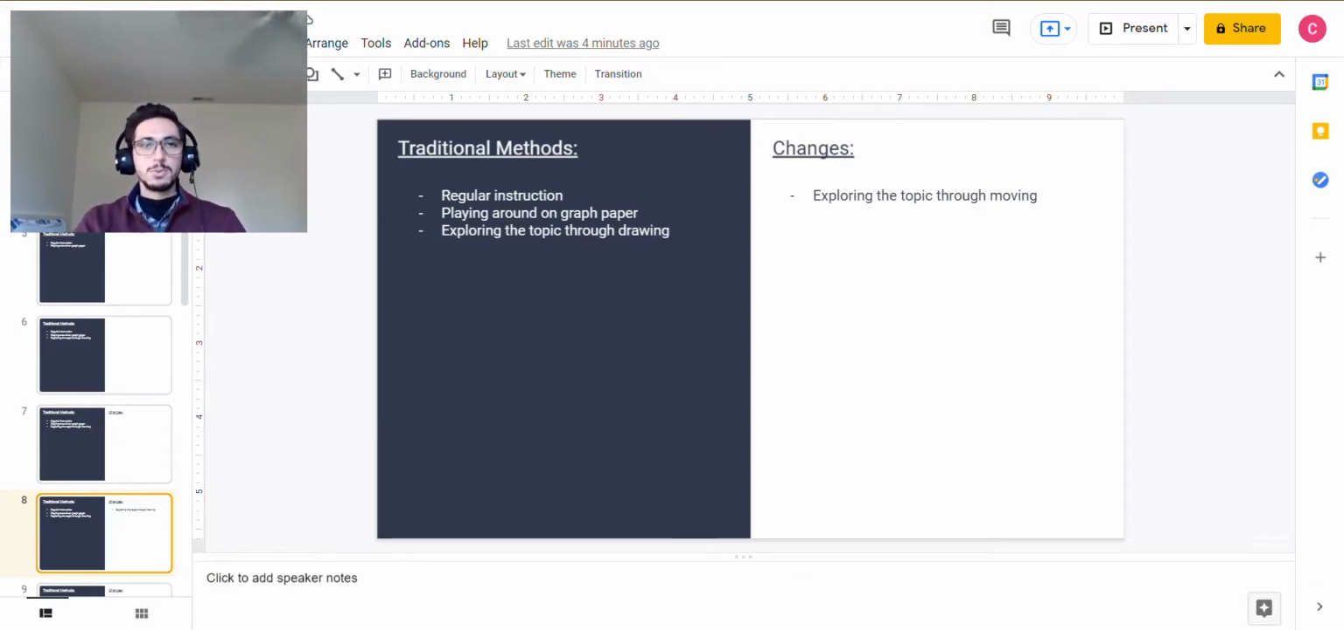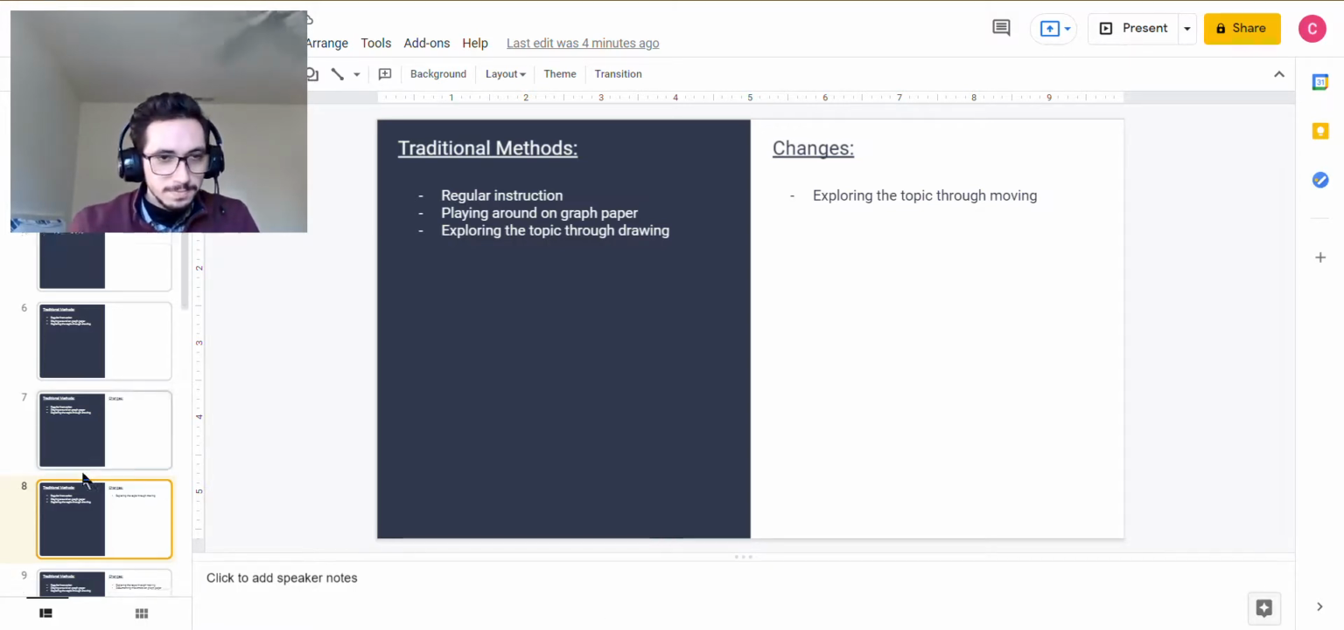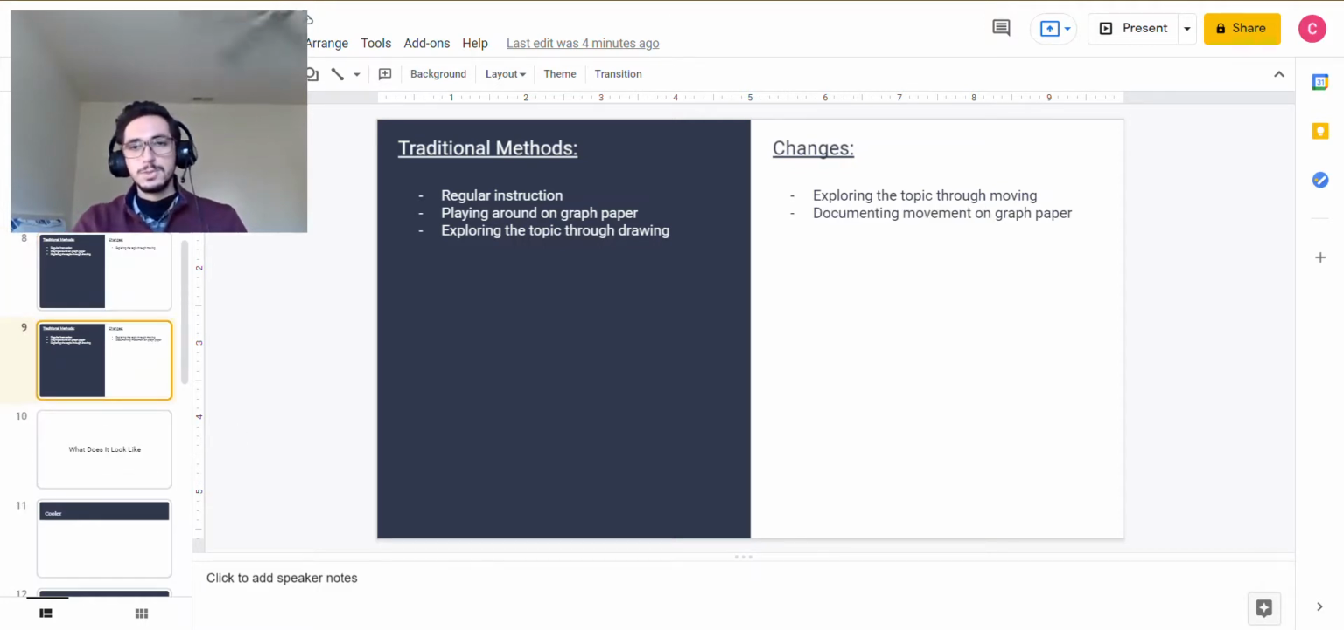So I think the best way to get a lesson going to students on a new type of movement is to get them themselves moving. Then, documenting movement on graph paper, right? So as they're moving around and exploring the grid on their own, they'll then be drawing on graph paper as they move to highlight what's going to be translating onto a more 2D plane.